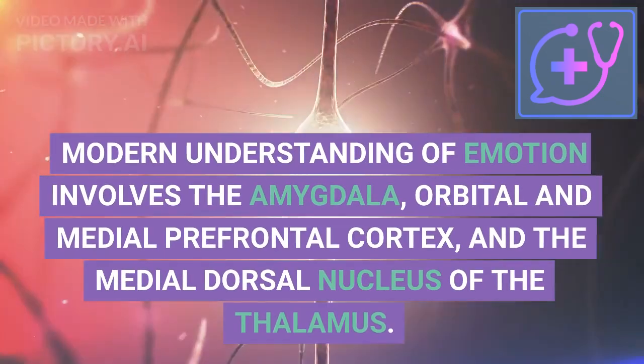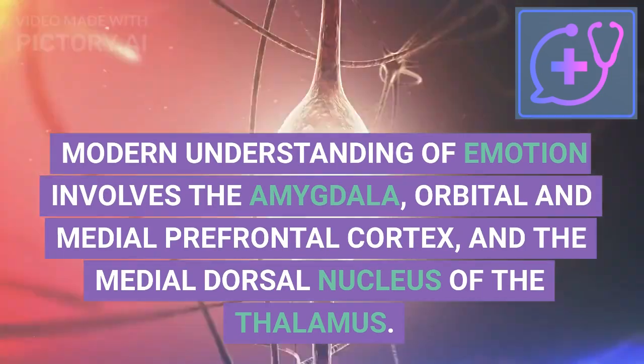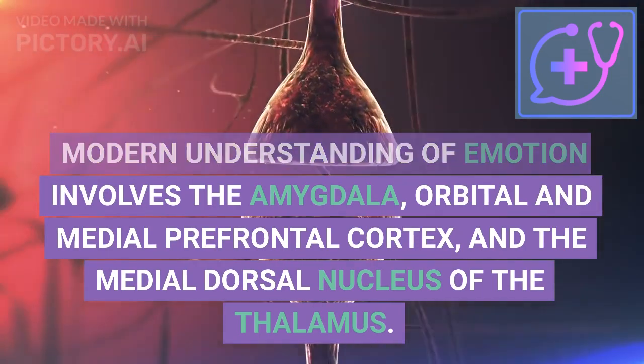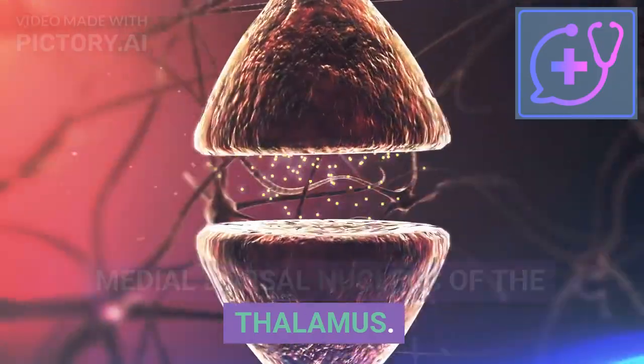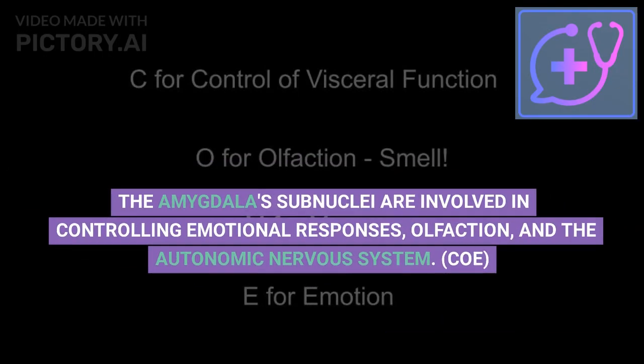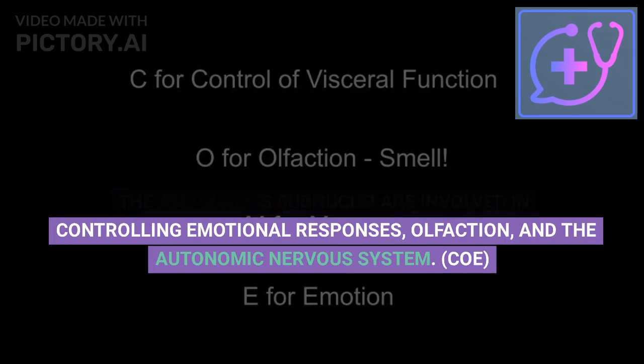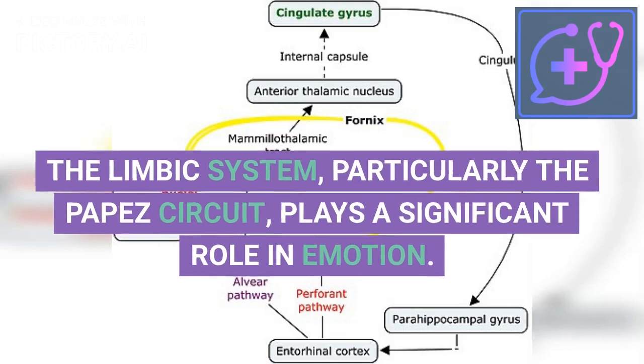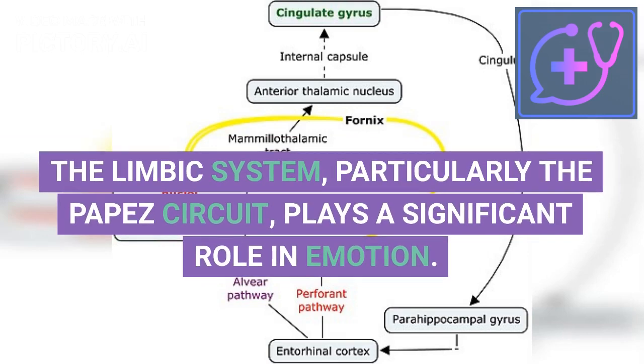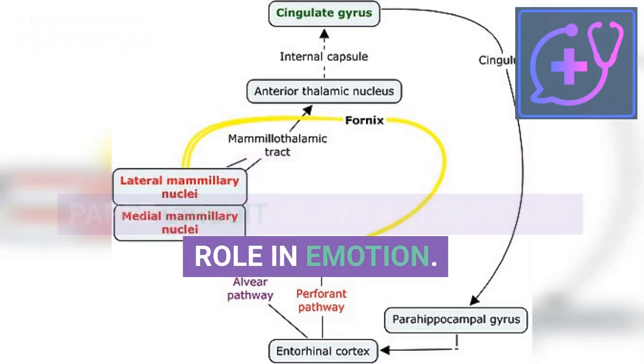Modern understanding of emotion involves the amygdala, orbital and medial prefrontal cortex, and the medial dorsal nucleus of the thalamus. The amygdala's subnuclei are involved in controlling emotional responses, olfaction, and the autonomic nervous system. The limbic system, particularly the Papez circuit, plays a significant role in emotion.